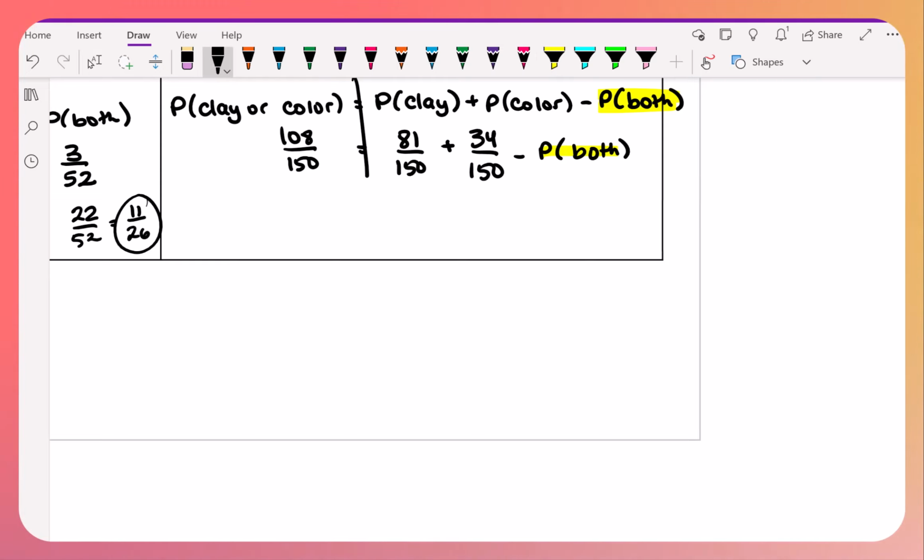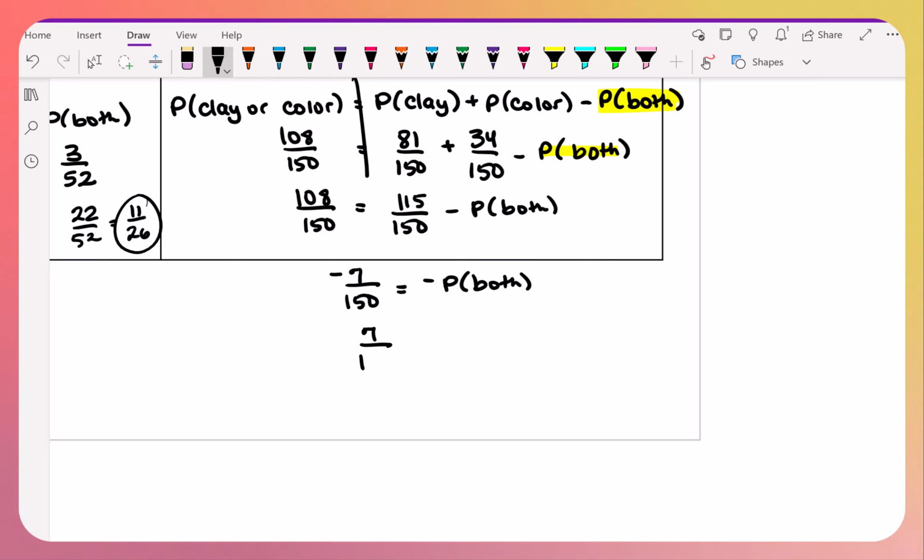So just do a little bit of simplifying using your calculator. Add these two together. You wind up with 115 over 150. Go ahead and subtract 115 over 150 from both sides. You wind up with negative 7 out of 150 equals negative probability of both. And just pretend that's a variable and you want to get rid of this negative. So you divide both sides by negative, which changes this to positive 7 over 150, which gives you exactly what you were looking for in the first place.